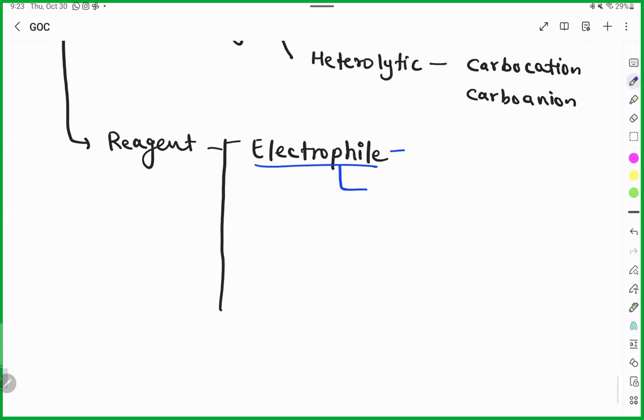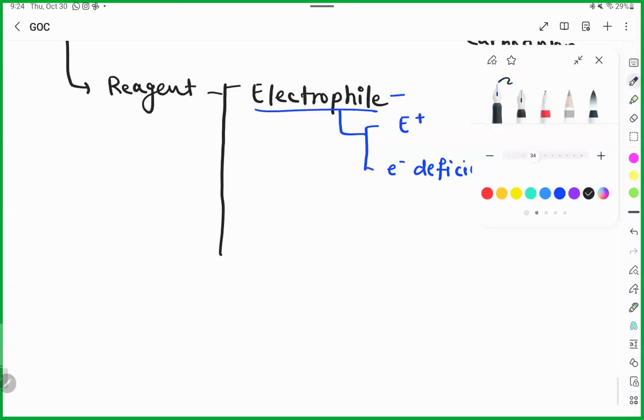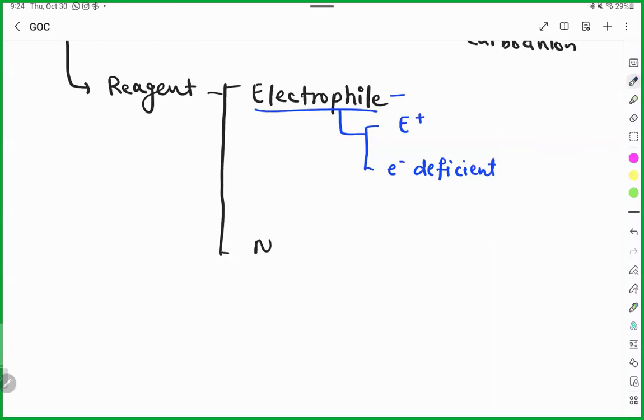Electrophiles are electron deficient. So electrophiles have positive charge, or because they are electron deficient, sometimes neutral molecules are also electrophiles because of the electron deficient nature. They don't have positive charge, but they are electron deficient. That's why electrophile. Anvita, Pratigya, nucleophile.